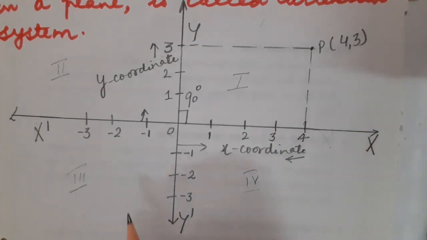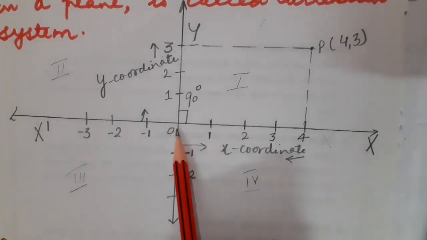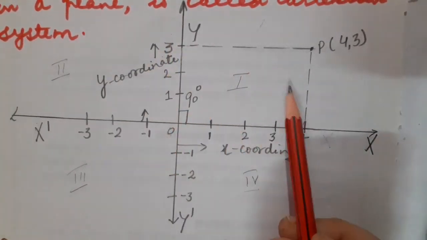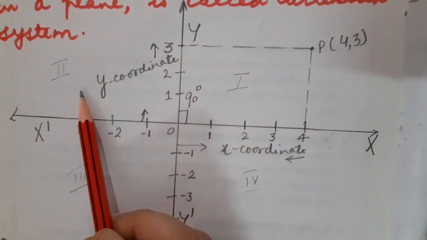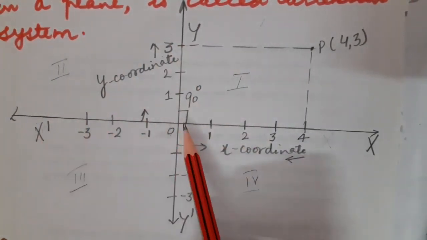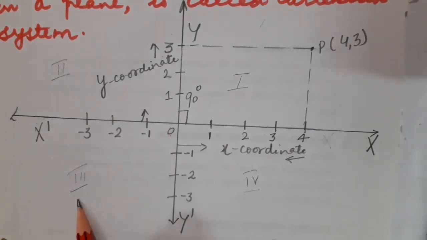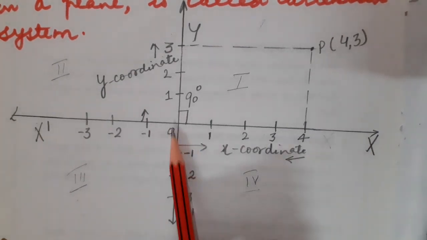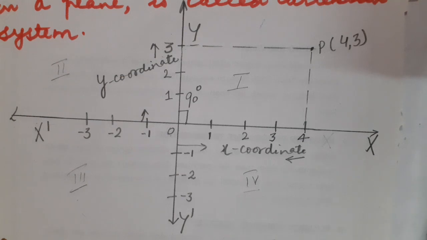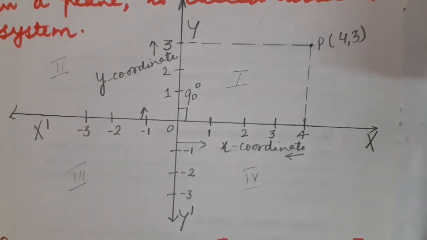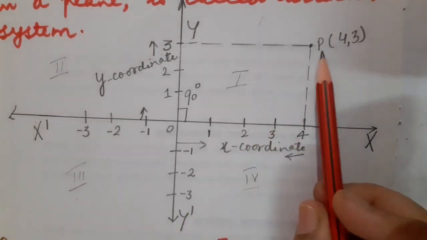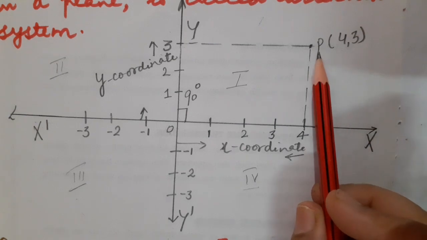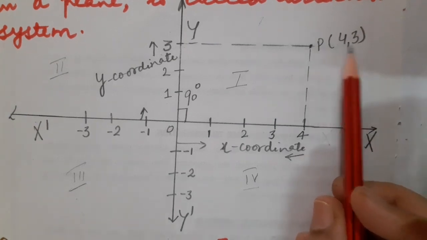So in other words, we can say that XOY is first quadrant, X dash OY is second quadrant, X dash OY dash is third quadrant, and XOY dash is fourth quadrant. Fine, students? Now let us discuss the next point, that is coordinates of a point in the Cartesian plane. Children, here you can see that I have plotted a point P whose coordinates are 4 and 3.